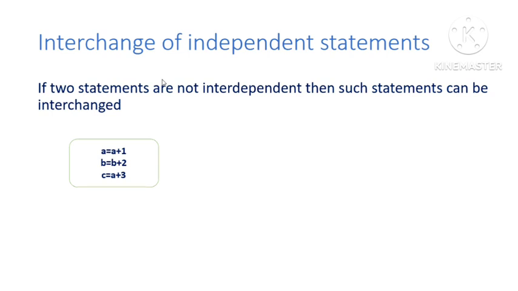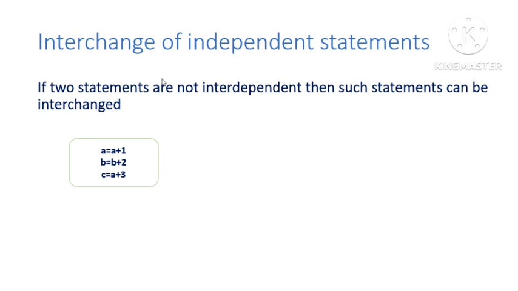Now when you analyze this, the first statement and the third statement are interdependent. I mean, first A is added with 1, and then the updated value of A is applied in statement number 3. So if you try to interchange these two statements, what will happen? C will get a wrong value. If you just interchange the first statement and the third statement, C will have a wrong value.